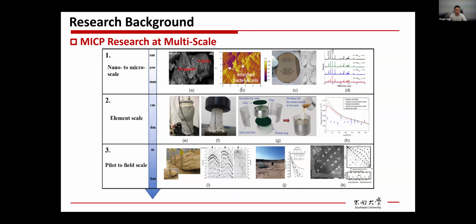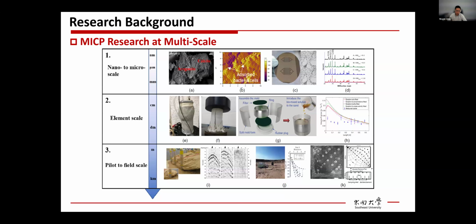Then for MICP research at different scales. Currently, there are numerous studies at all these scales, from nano to micro to element scale to pilot scale to field scale. For example, at nano to micro scale, people have used SEM to see the microstructures, used the atomic force microscope to see the surface morphology at nano scale, and used the microchip to see how bacterial solution and the cementation solution migrate in the porous medium. At the element scale, all the conventional soil testing methods have been used, like the triaxial shear test, the one-dimensional compression test, those sorts of things.